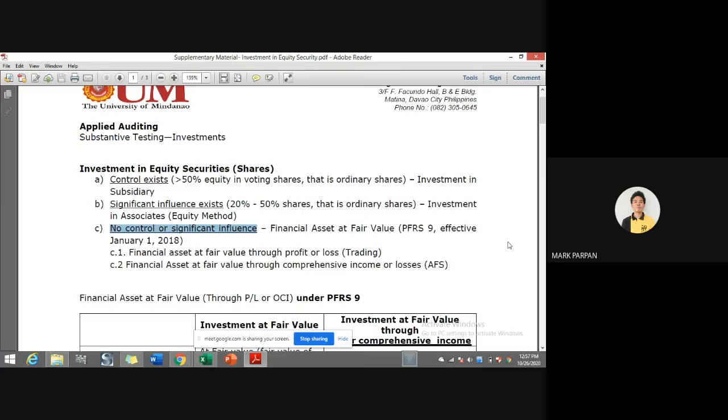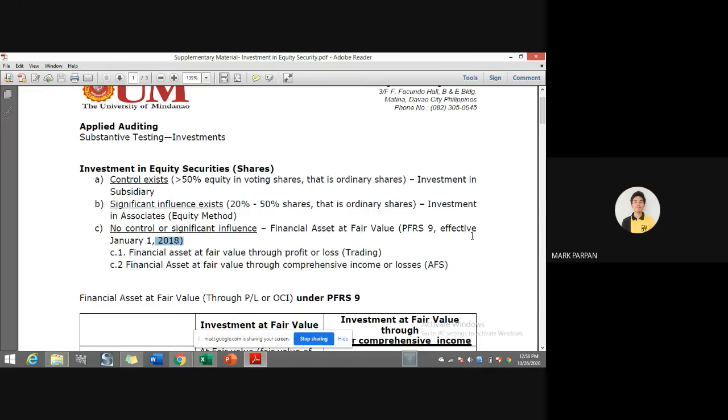So, under investment in equity securities which has no control nor significant influence, this is covered by your PFRS number 9. Okay? Letter A is covered by your PFRS 3 on business combinations. Your letter B is covered by PAS 28, investment in associate. And this letter C is covered now by your PFRS 9 which was effective by 2018.